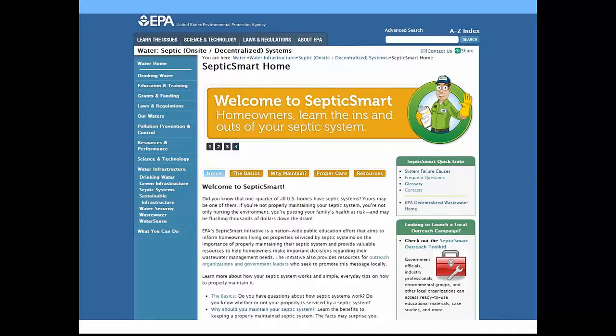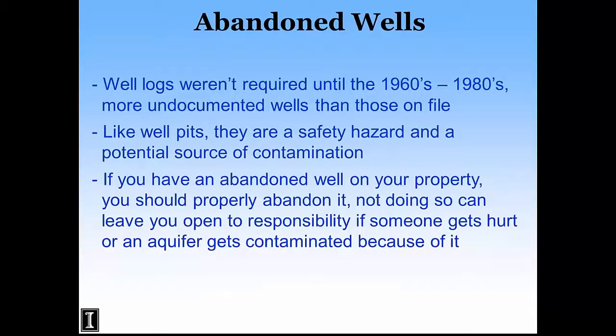Your best bet is always to become familiar with your local sources of information, your local health department, your co-op extension person, your state department of health, and your state geological survey, for instance, because they can provide a lot of useful information about geology and well logs and water flow and all those things. So, abandoned wells. Abandoned wells are everywhere.